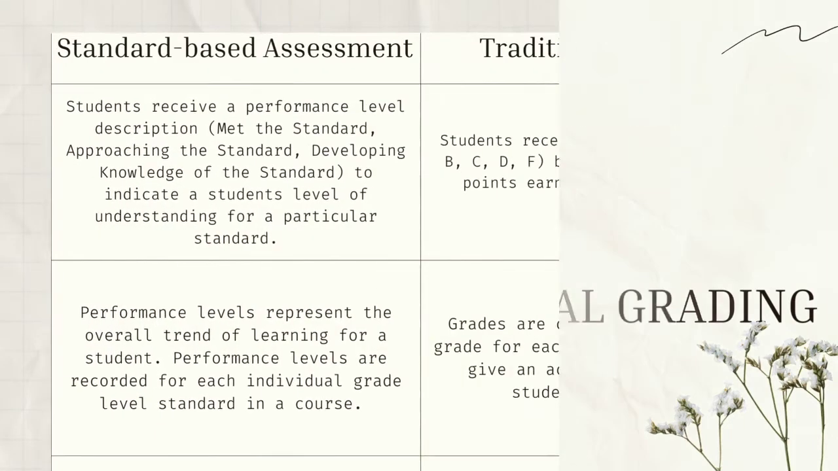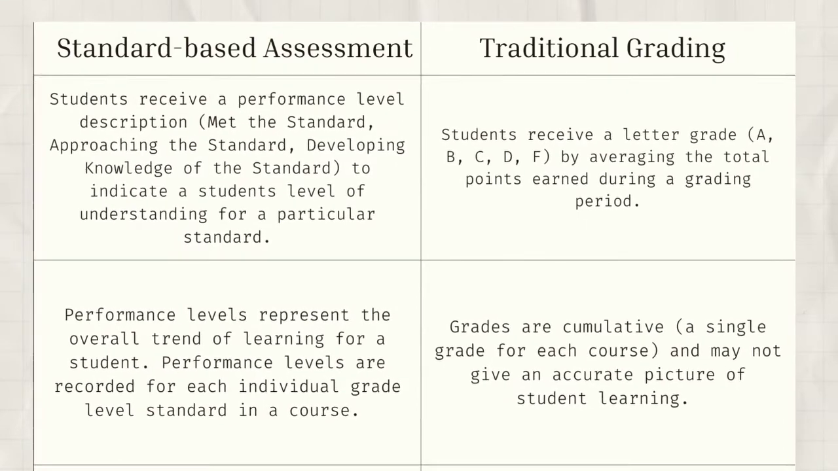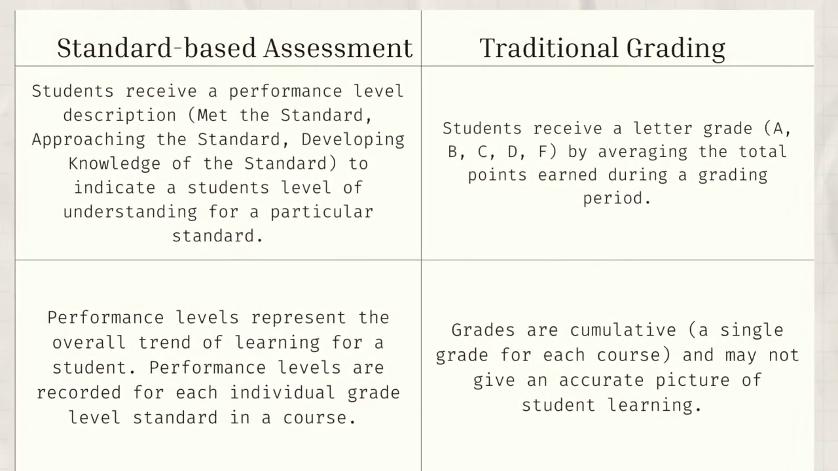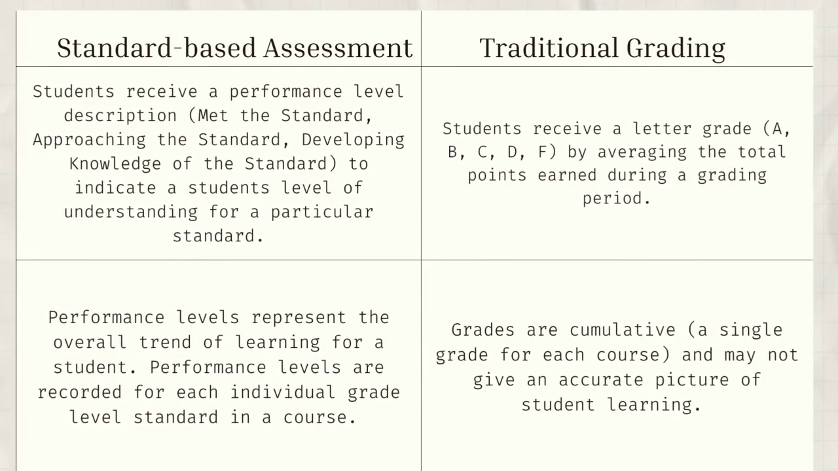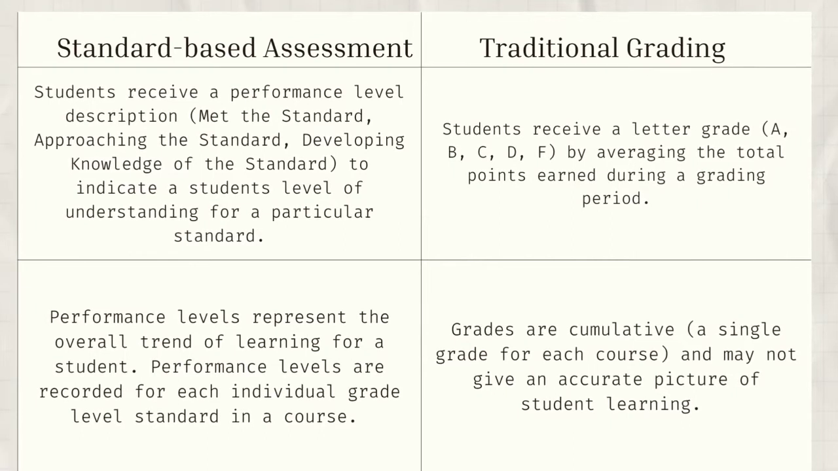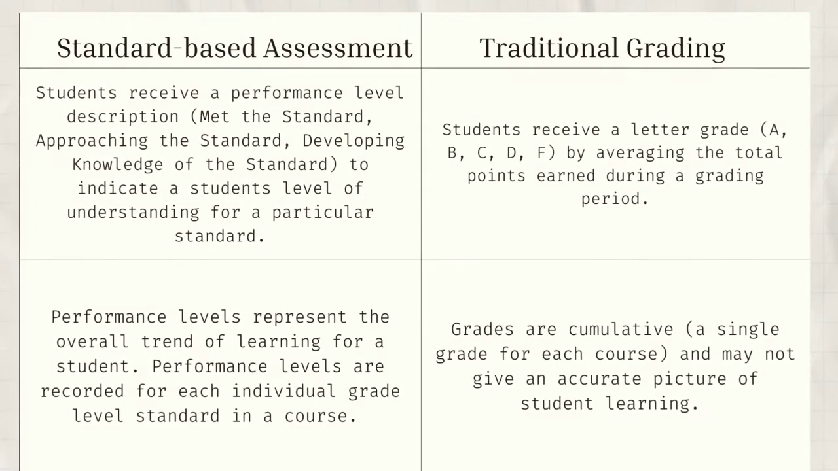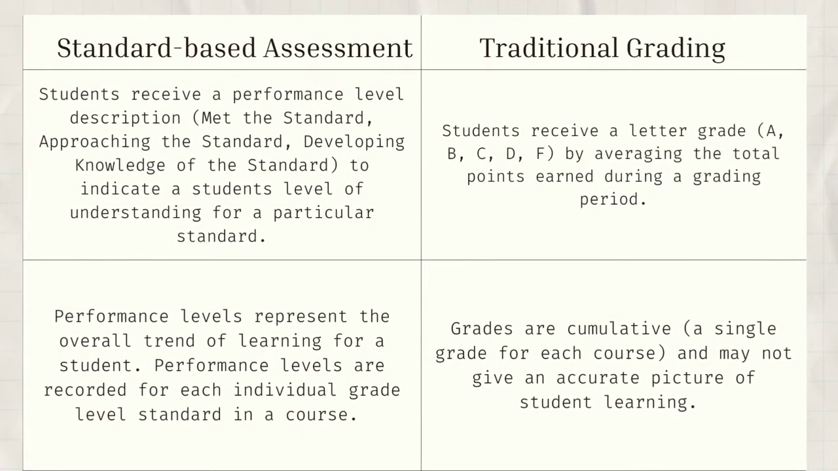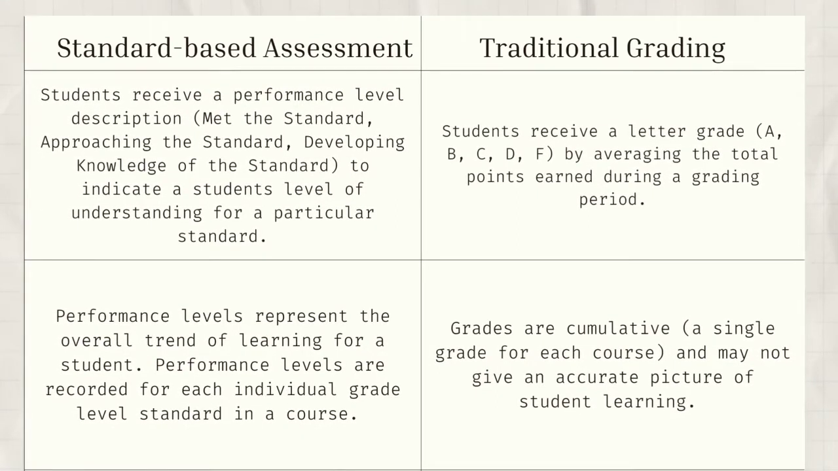In standard-based assessment, students receive a performance level description, such as met the standard, approaching the standard, or developing knowledge of the standard, to indicate a student's level of understanding for a particular standard. While in traditional grading, students receive a letter grade, A, B, C, D, and F, by averaging the total points earned during a grading period.